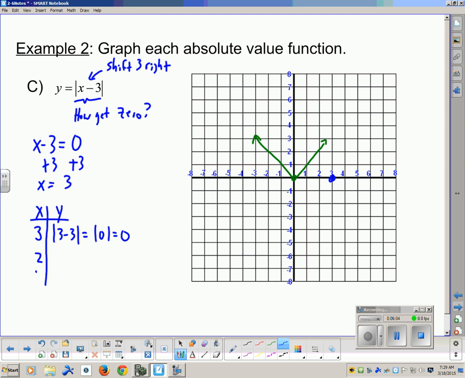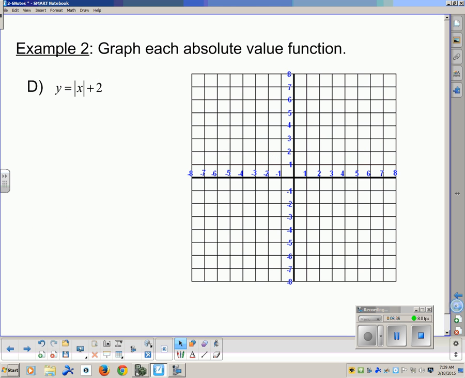All right. So then if you pick an x value to the left and to the right of 3, like 2 and 4, and plug it in there, 2 minus 3 is negative 1. Absolute value of negative 1 is 1. 4 minus 3 is 1. Absolute value of 1 is 1. So we've got 2, 1, and 4, 1, and we can connect our points. So inside there, if you're subtracting, that's going to move it right 3. If you're adding inside there, it's going to be moving it left 3.